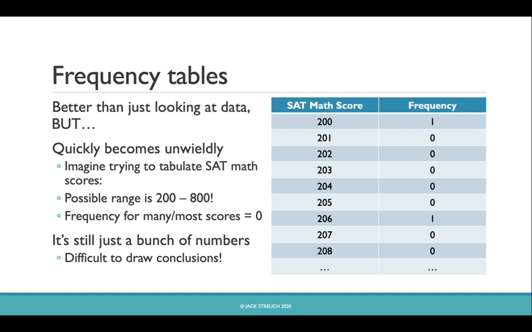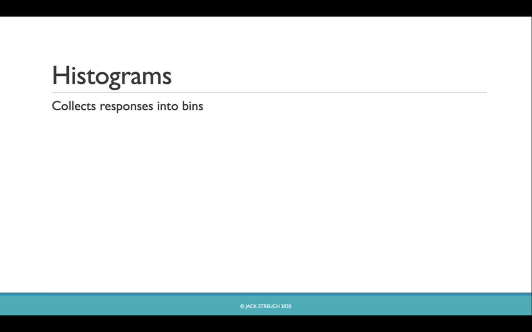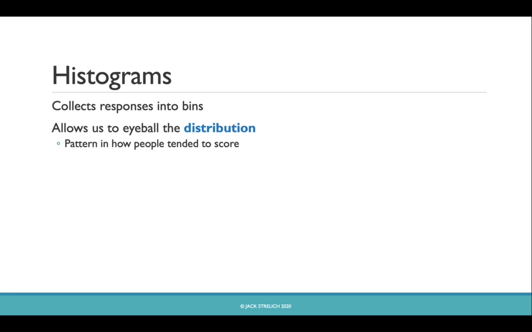You'll also notice that the frequency for many of the scores, and probably most of the scores, is 0. In this, again, purely hypothetical example, no one actually got a score of exactly 205, or 204, or 207, or 208. So at the end of the day, this is still just a bunch of numbers, and it's difficult to draw conclusions. Histograms can help us deal with this problem by collecting responses into larger bins and plotting these. This allows us to eyeball the distribution. In other words, patterns of how people tended to score or to respond.